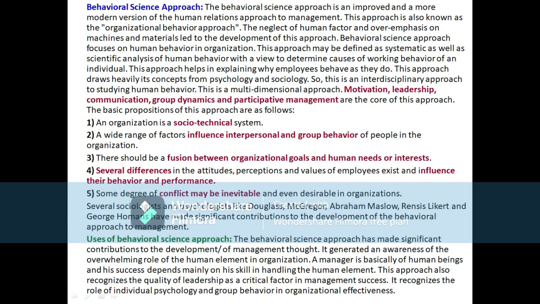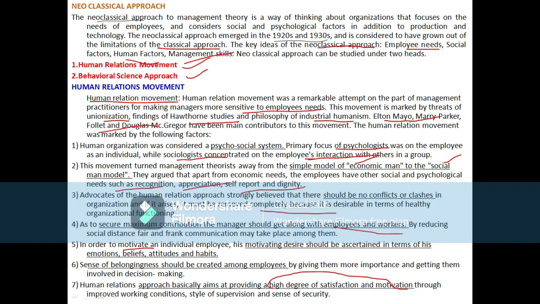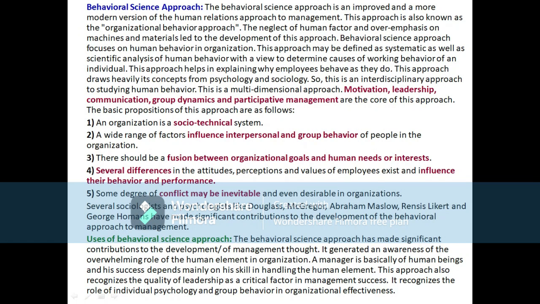Then, after completing this human relations movement under neoclassical, we have now completed the human relations movement. Now the second aspect is the behavioral science approach. So we are going to study the behavioral science approach.